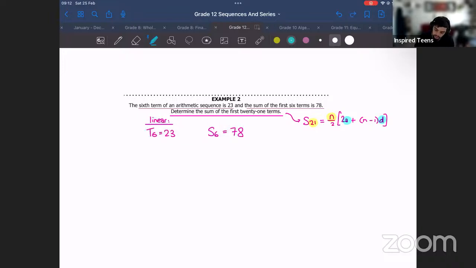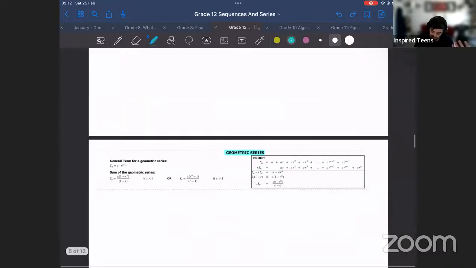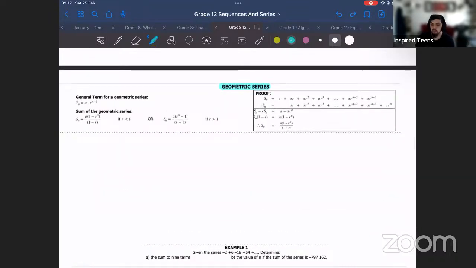So please have a look through these examples. They are exactly the same as the previous examples that we've done. So if you're getting confused, go and rewatch how we did those previous simultaneous equations once, and then attempt this one. Let's move on to geometric series.